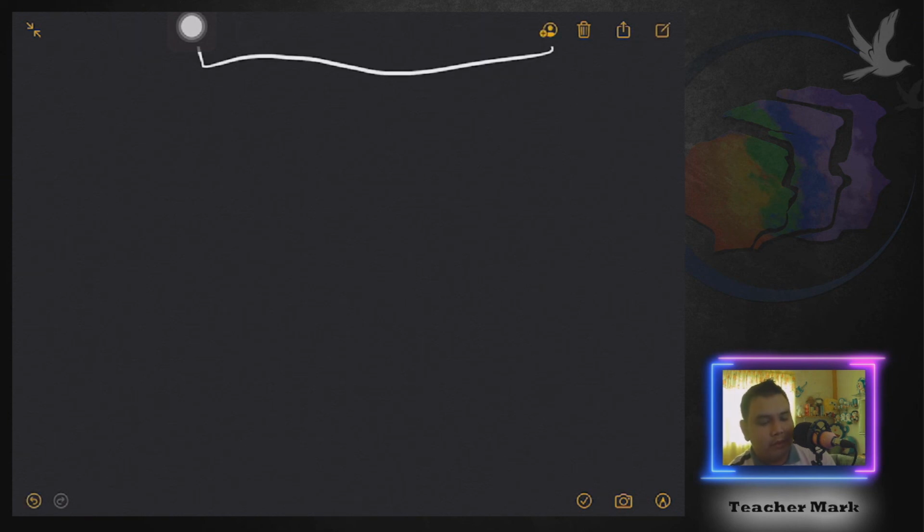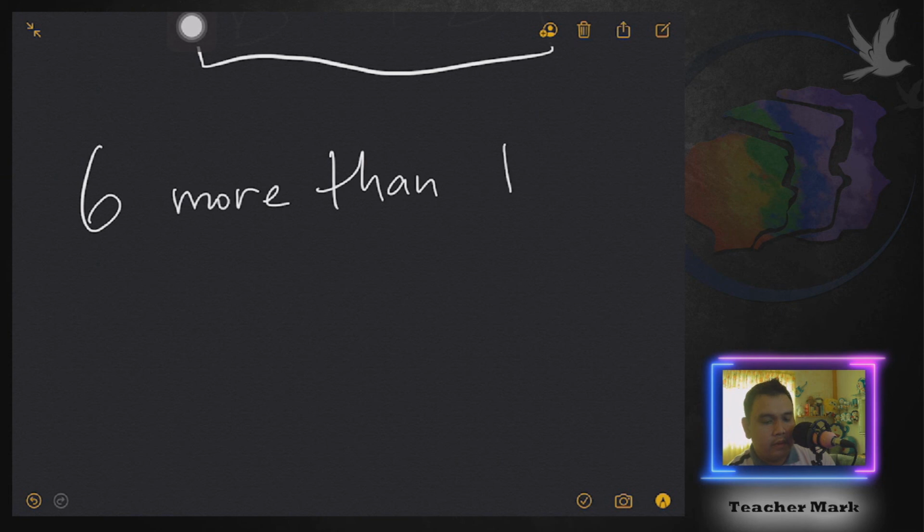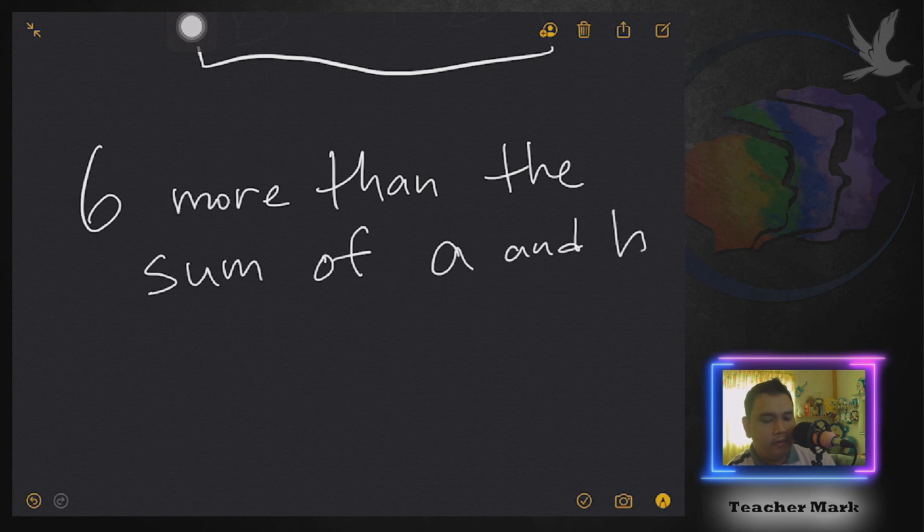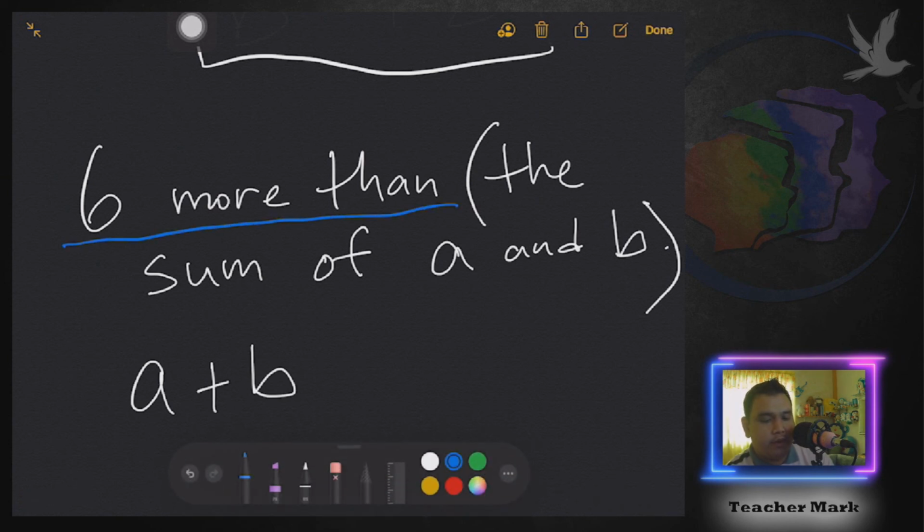Let's say 6 more than the sum of A and B. Okay. So in this case, we have to deal with this part first. The sum of A and B. What is the sum of A and B? The sum of A and B is A plus B. And later on, we have more. It says here that we have 6 more than the sum of A and B, which means we are going to add 6 to this part of the equation.